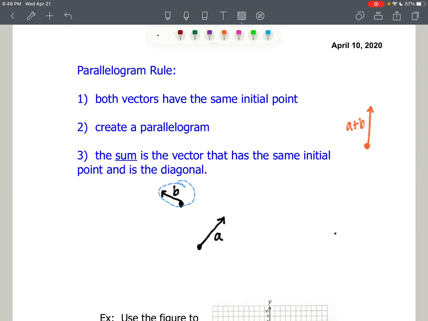I'm going to this time use the parallelogram rule. So I'm going to have the two vectors share the same initial point. So right there, we share the same initial point.